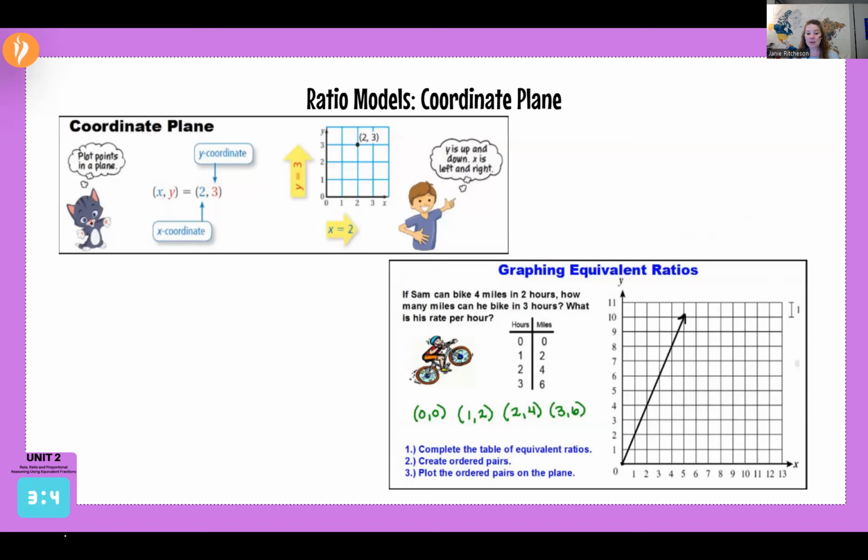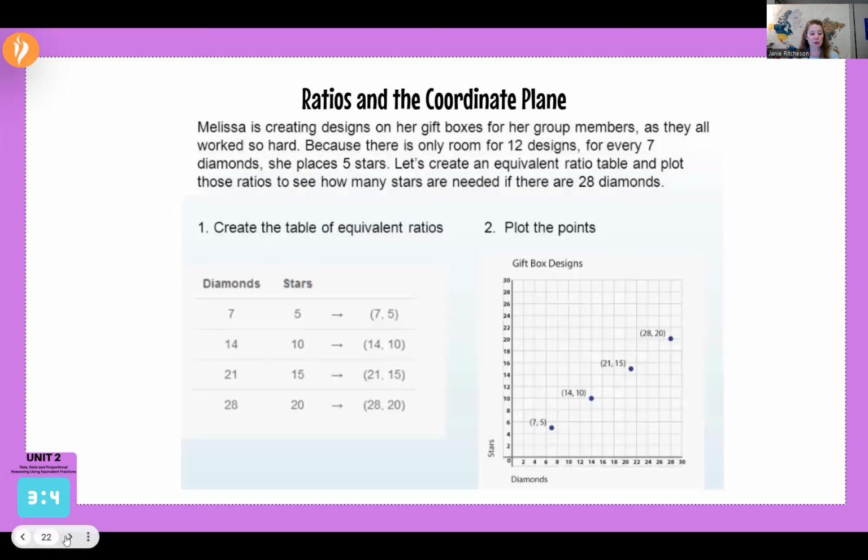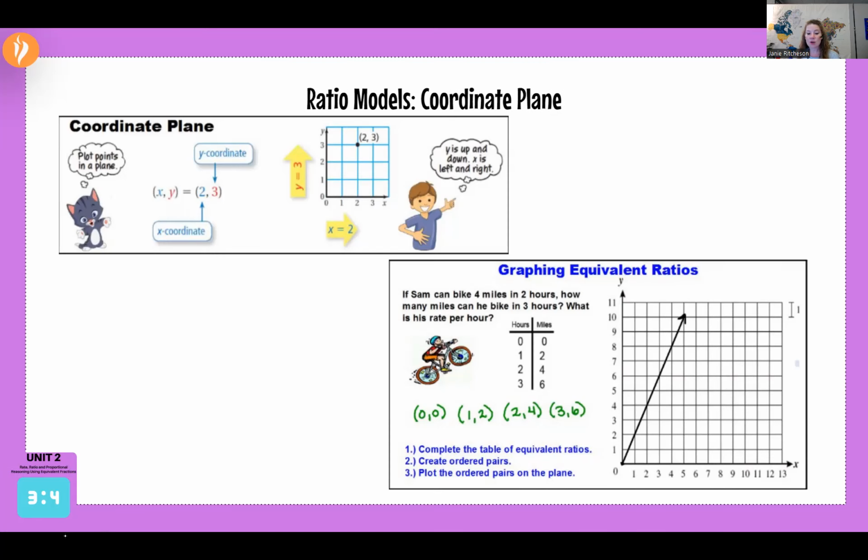It says if Sam can bike 4 miles, so here's 4 on our miles section, in 2 hours, how many miles can he bike in 3 hours? So basically we would create equivalent ratios, and then we could take those ratios and create coordinates from them, x, y. We could take a graph, and we can graph each of these numbers.